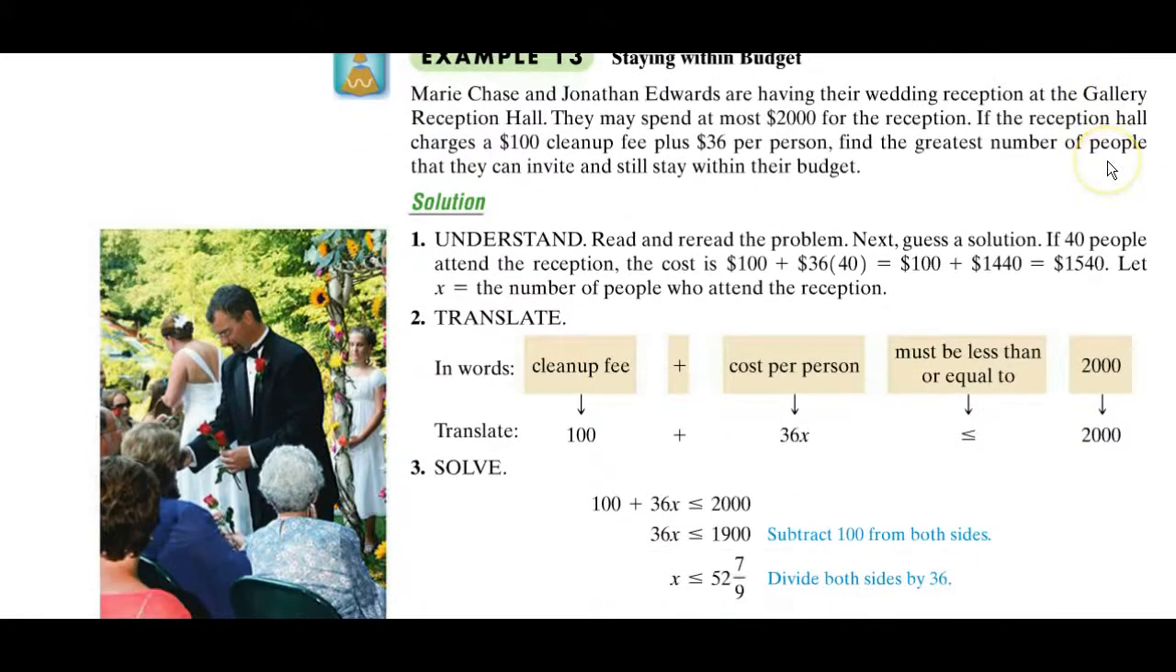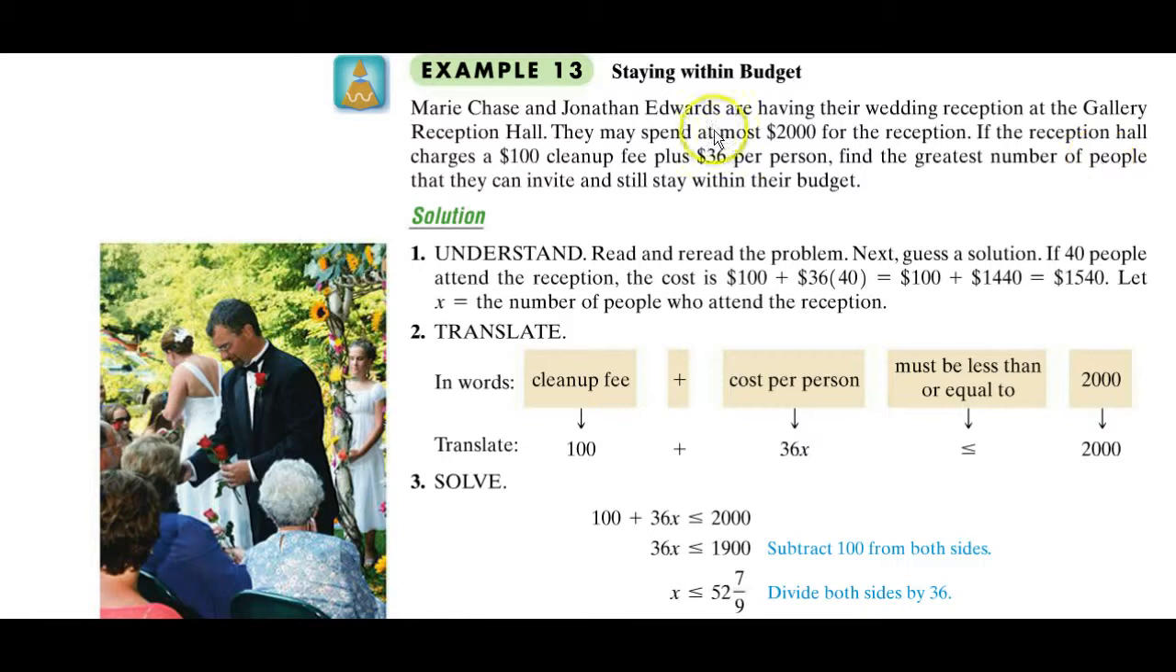Staying within a budget, yes. Weddings, ooh. These folks are getting married, and I see they have a female and a male. Good. But we're not saying anything else is anything. Let's move on. Our wedding reception at the gallery, reception hall, they may spend at most this for a reception. The reception hall charges this cleanup and $36 per person. Find the greatest number of people that they can invite and still stay within their budget.